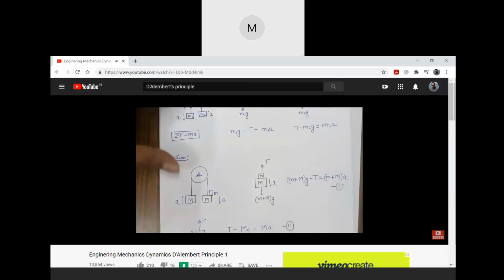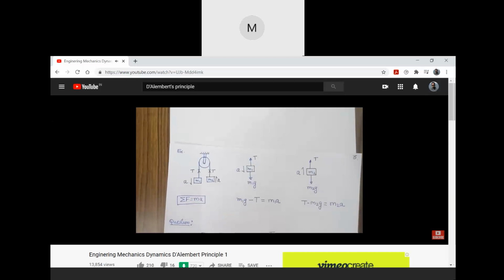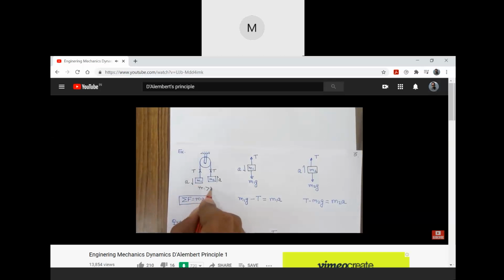Now let's take another problem where we have a pulley, and two masses M1 and M2 are suspended through an inextensible string. There will be tension T, and because there is no friction in the pulley, the tension on both sides of the pulley will be the same, T and T. Let's assume that mass M1 is more than M2, so that the total system will move: M1 will go in the downward direction and M2 will go in the upward direction, and we have to find the acceleration or tension. So first we make the free body diagram.